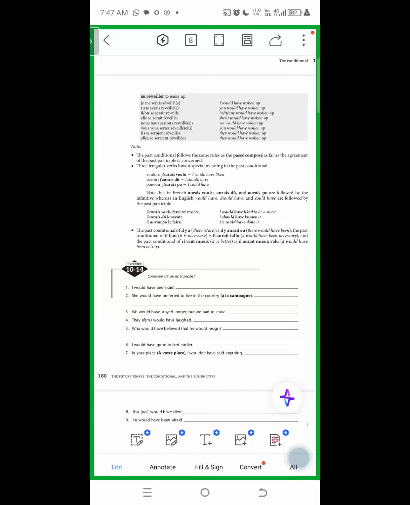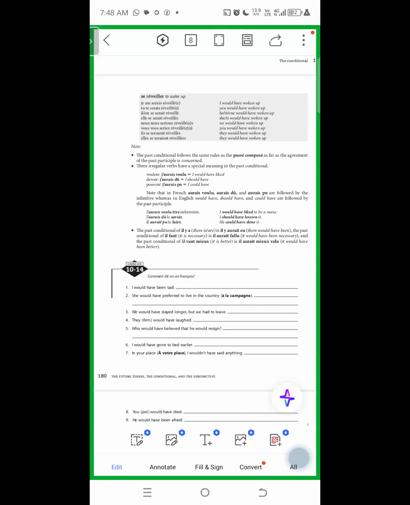We have seen il y a, we have seen il y avait, we have seen il y aura. Now we are seeing il y aurait, there would be, and il y aurait eu, there would have been.